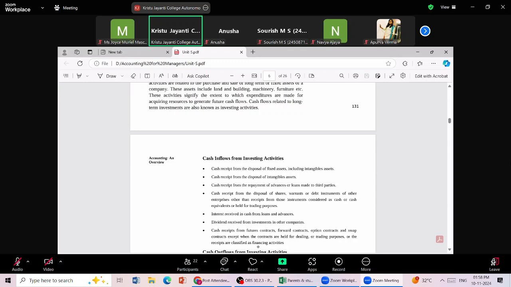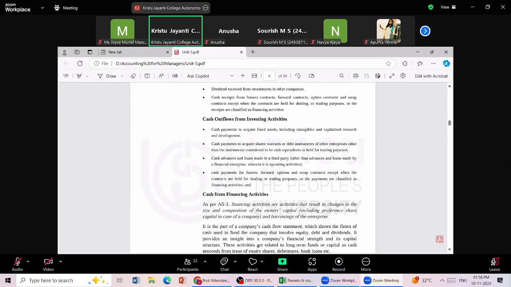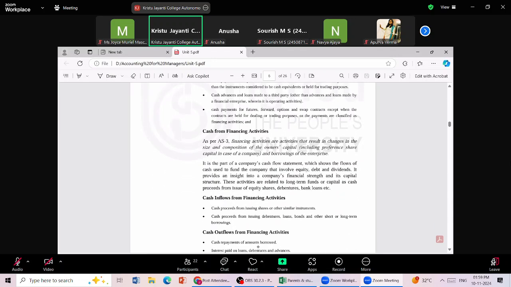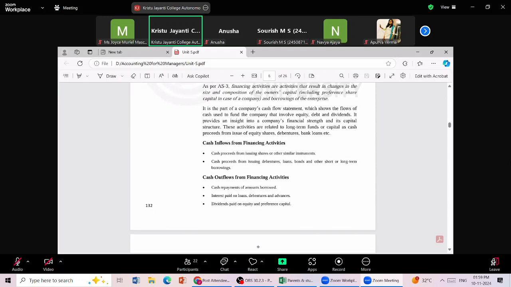Any cash received on repayment of advance or loan made to a third party, then any dividend received from investment, any interest you received from loans and advances. All these are your investing activity. Cash outflow of investing activity is when you buy a fixed asset. You invested in some asset, so there is an outflow of cash. Then any cash payment for futures, options, or anything for which you make payment comes under outflow of investing activity. And then third is financing activity.